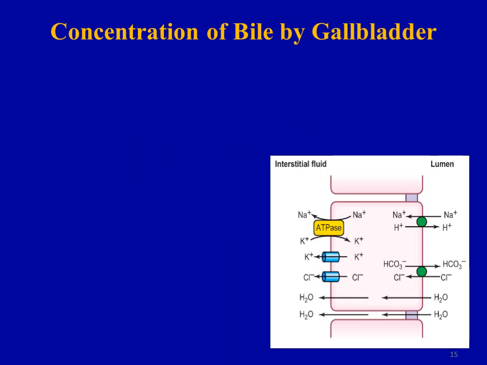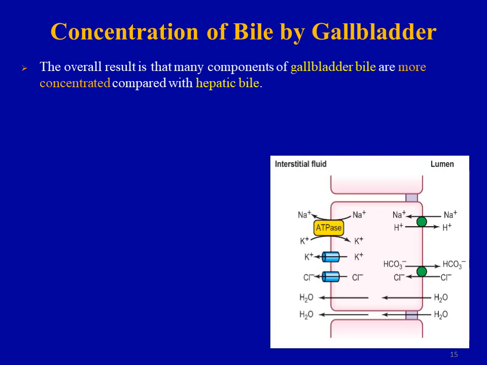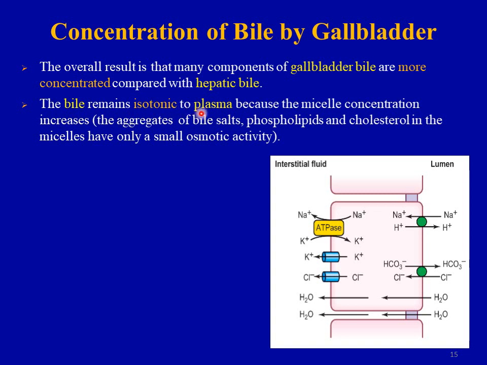The overall result of this reabsorption of sodium, chloride, and water is that many components of gallbladder bile are more concentrated compared with the hepatic bile, which is the bile before entering the gallbladder and before being concentrated. The bile remains isotonic to plasma because the micelle concentration increases. The aggregates of bile salts, phospholipids, and cholesterol in the micelles have only a small osmotic effect. So the bile will be isotonic because the micelles become more concentrated with bile salts, phospholipids, and cholesterol, and as I said, this will have very small osmotic activity.